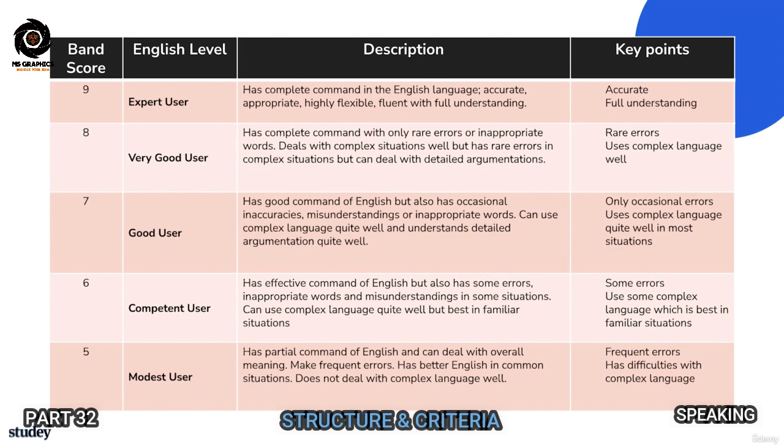A very good user has a complete command with only rare errors or inappropriate words, deals with complex situations well, but has rare errors in complex situations and can deal with detailed argumentation. So rare errors, so there can be a few, uses complex language well. And let's look also at 7, good user. So has good command of English, but also has occasional inaccuracies, misunderstandings or inappropriate words, can use complex language quite well and understand detailed argumentation quite well. So only occasional errors, uses complex language quite well in most situations.